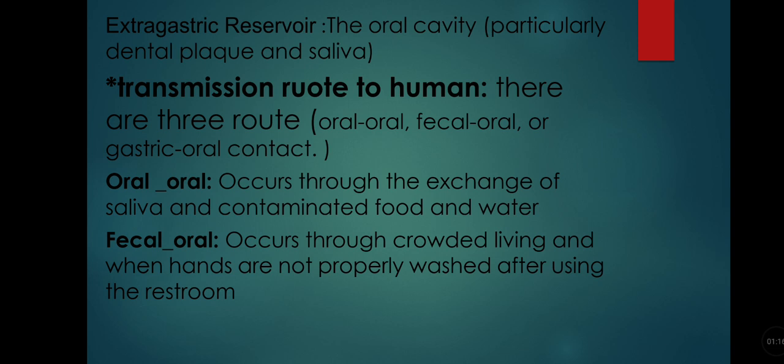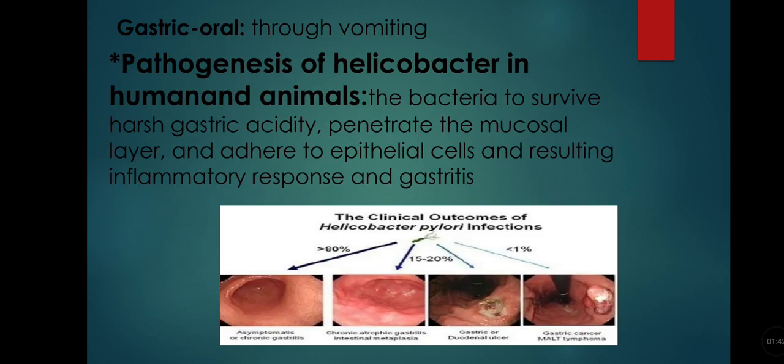The first one, oral to oral, occurs through the exchange of saliva and contaminated food and water by accident. Fecal to oral occurs through crowded living and bad cleaning practices, like when hands are not properly washed after using the bathroom and using the restroom. Gastric to oral is through vomiting, like when pets are infected with this type of bacteria, and people try to treat these animals and handle their vomiting.